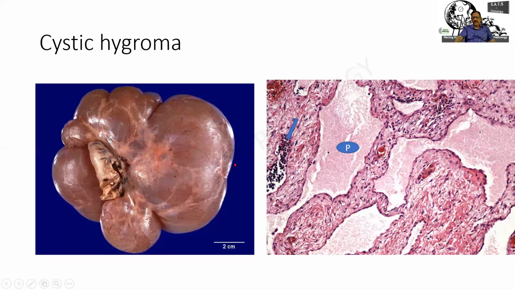And look at this large bubbling lesion. There can be incomplete septae and it is filled with clear fluid. This is the gross picture of a cystic hygroma.